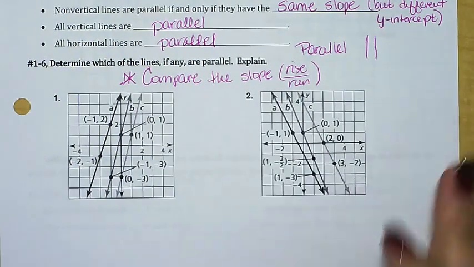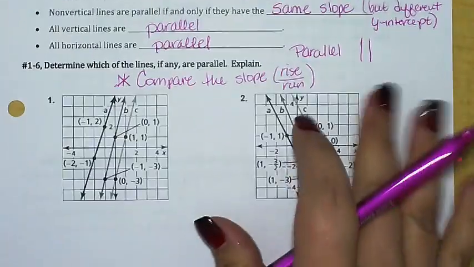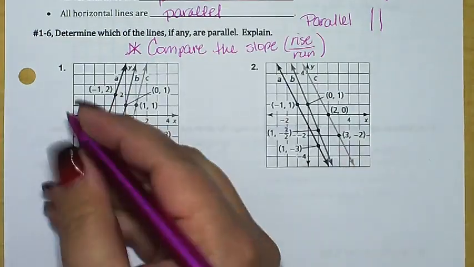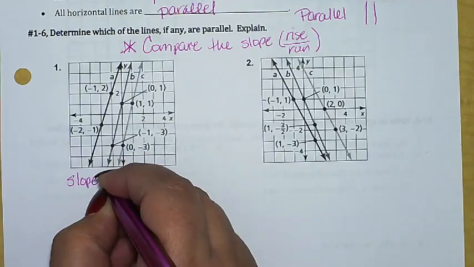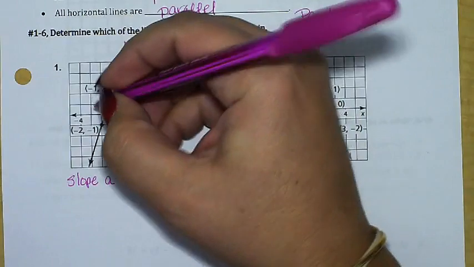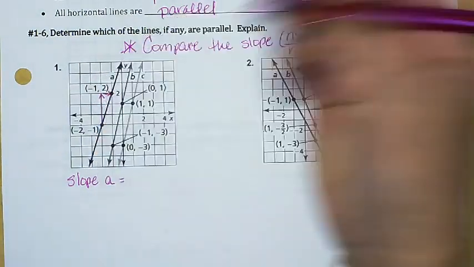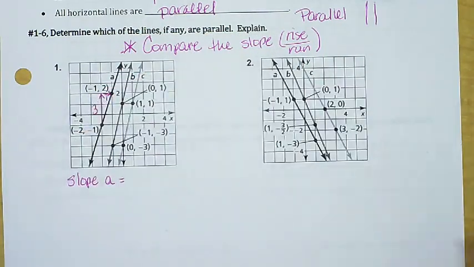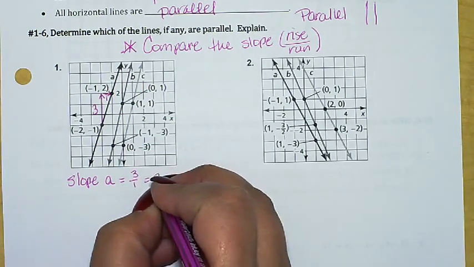So on number one, I have three lines. What I want to do is find the slope of each and then see if any of them have that same slope. It's obviously already, they're not the same line. They're all in different locations, so that's a good start. So if I talk here about the slope of line A, so line A has 2 points here, and I can just go from one to the next and use that as my rise and my run. So it looks like I have a rise of 3 and a run of 1, so that is 3 over 1, or just 3.